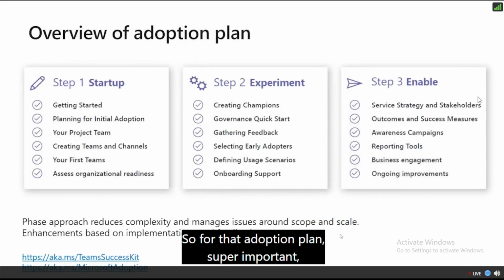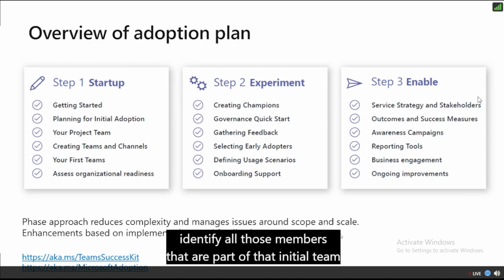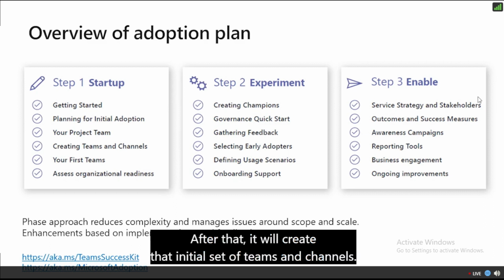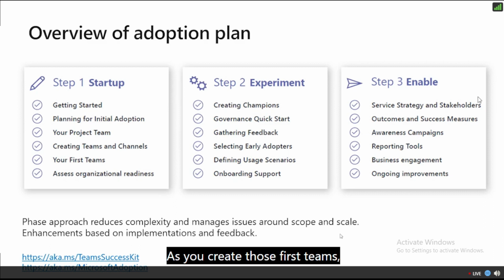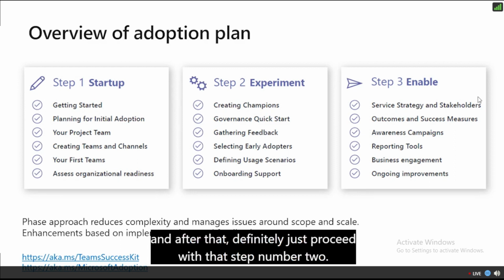So for that adoption plan, super important. The first step will be to plan for that adoption and identify the members of that initial team that will provide you crucial feedback. After that, we'll create that initial set of teams and channels. As you create those first teams, assess whether the organization is ready or not. And after that, proceed with step number 2.